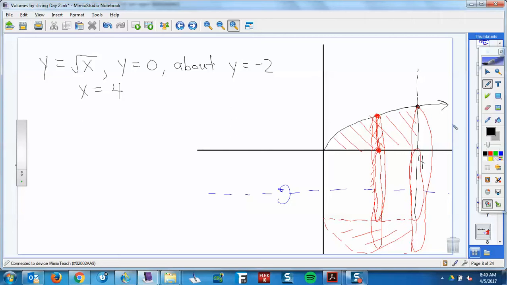So my marker does me no good. This strip here does me no good. Is this strip my radius? That's not my radius. It's big R minus little r, which is not what I want. I want big R squared minus little r squared, right?